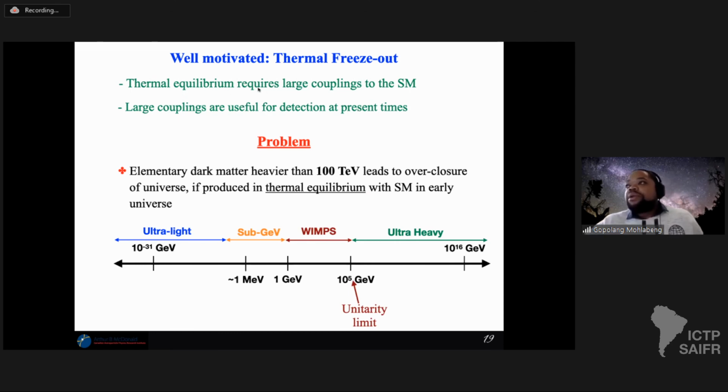Now, thermal equilibrium with the standard model requires large couplings in order to be in thermal equilibrium and in order to give us the required abundance. But those large couplings also help us detect dark matter after the universe has expanded, in present time. Now, we know the one main problem with thermal freeze-out, right? The one main wall is that if I want my dark matter to be elementary, if it's heavier than 100 TeV, then I'm overproducing dark matter, which is not what we see. This is what we know as the unitarity limit, at 10 to the 5 GeV. So how do we get around this unitarity constraint?